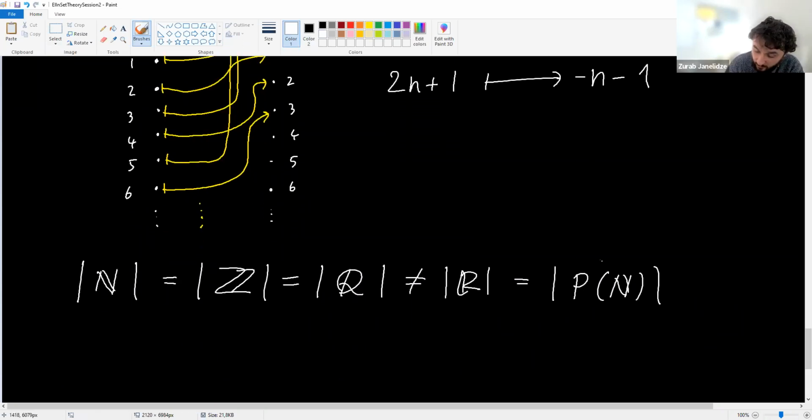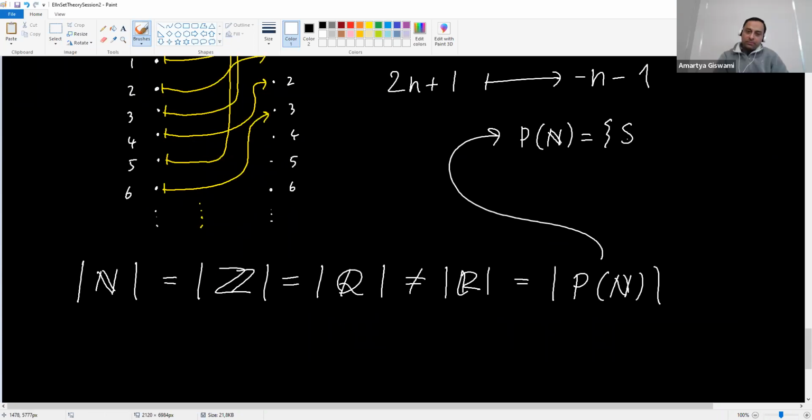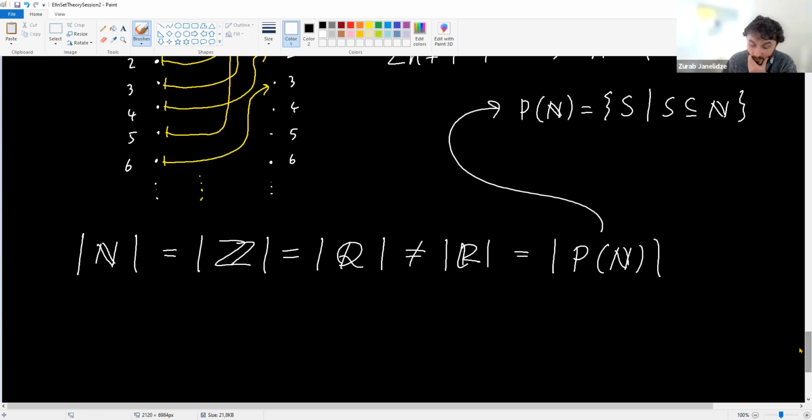So let's just recall what this thing was. We did some computations with power set last time. So it's the set of all sets which are subsets of the set of natural numbers. And in general, no matter what set you have, the size of that will never be the same as the size of its power set.